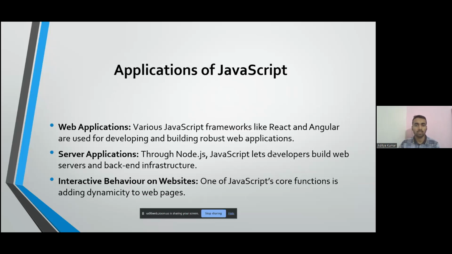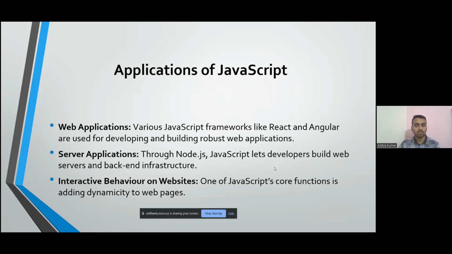Various web applications can be built using JavaScript, using various JavaScript frameworks like React and Angular, which can be used for developing and building robust web applications. These frameworks are helpful because developers don't have to write code from scratch every time. Then there are server applications, which can be built using the Node.js JavaScript framework, which lets developers build web servers and backend infrastructure. The framework makes it easier for developers, which is a good thing.